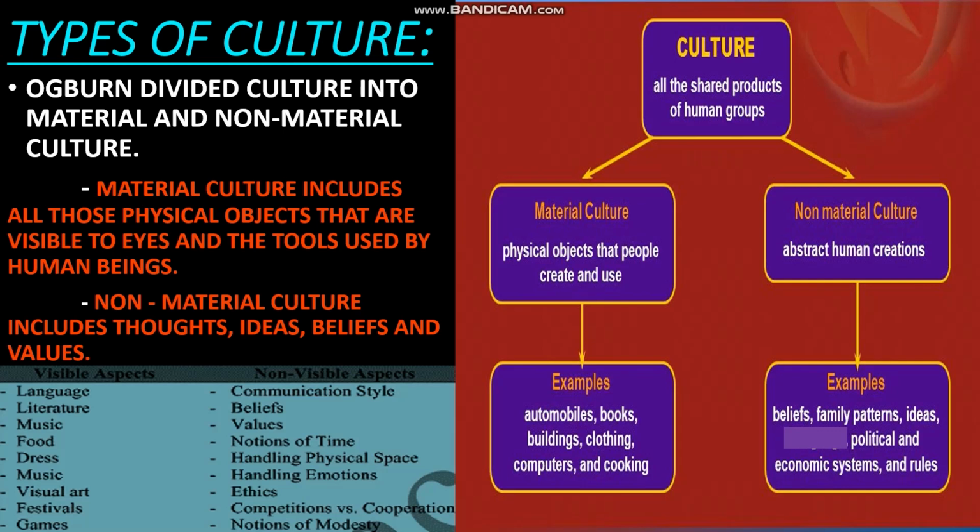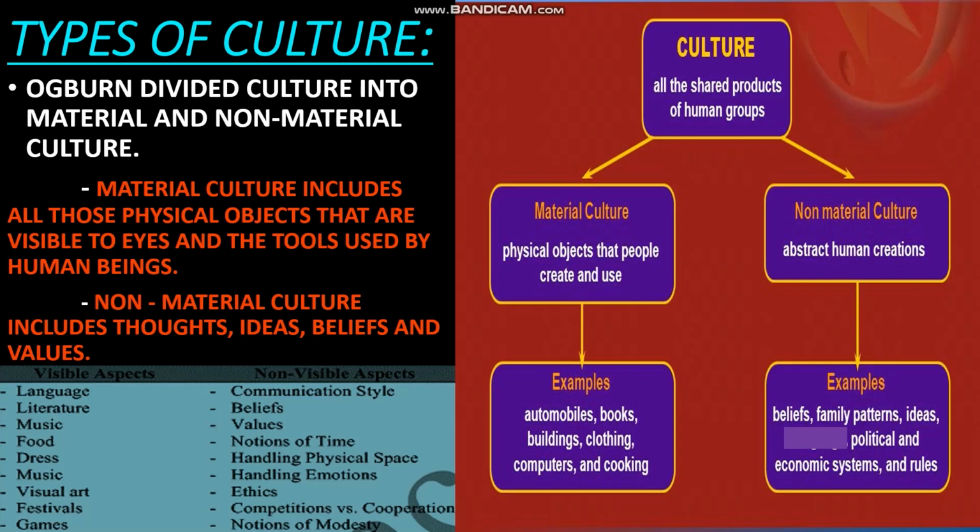And this material culture, if you see, is visible. These are the visible aspects, and non-material culture is the non-visible aspects. So the visible aspects of material culture, as we have seen, are house, building, and even the language we speak, literature, music, food, dress, visual art, festivals, games. These are coming under material culture.